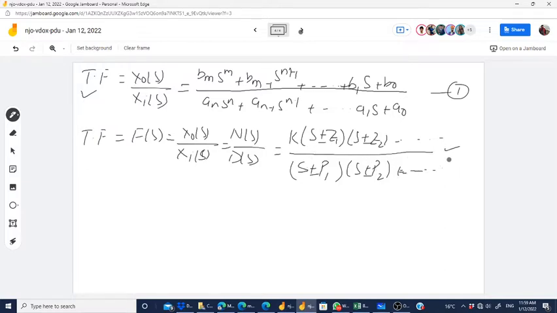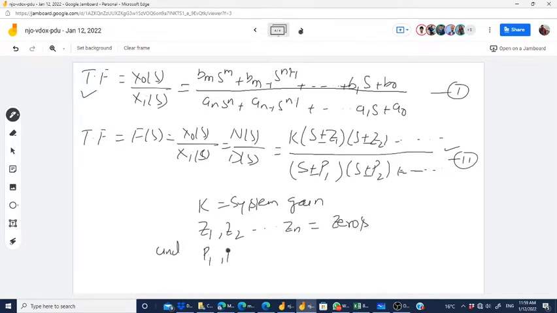Yes or no? So where k is known as the system gain, where z1, z2 and all up to zn are known as the zeros of the system. And p1, p2 and up to pn are known as the poles of the system. Poles of the system, right? You know this, you know this much.